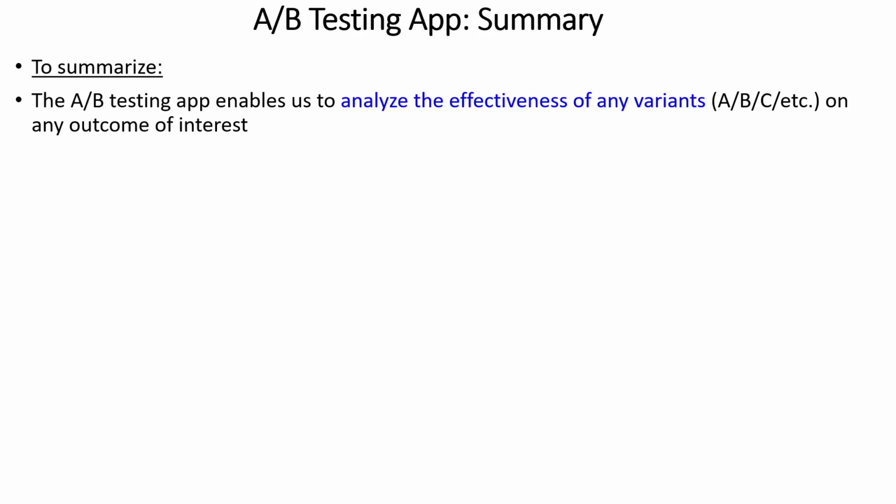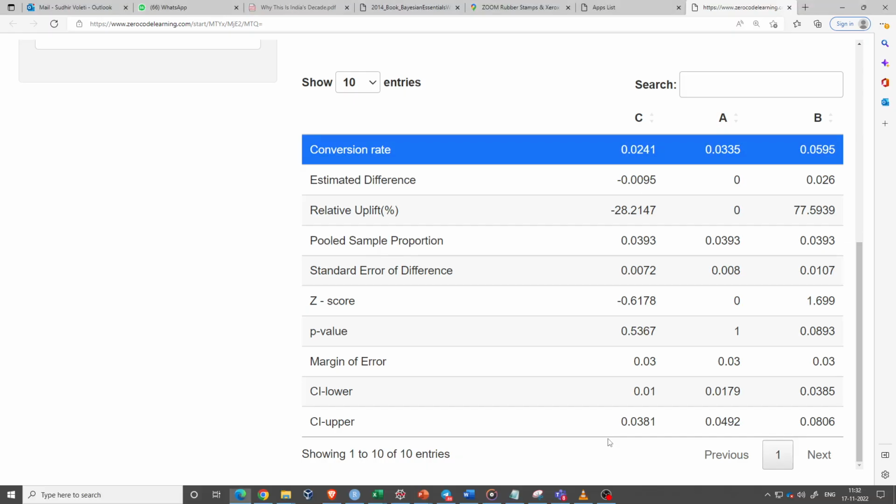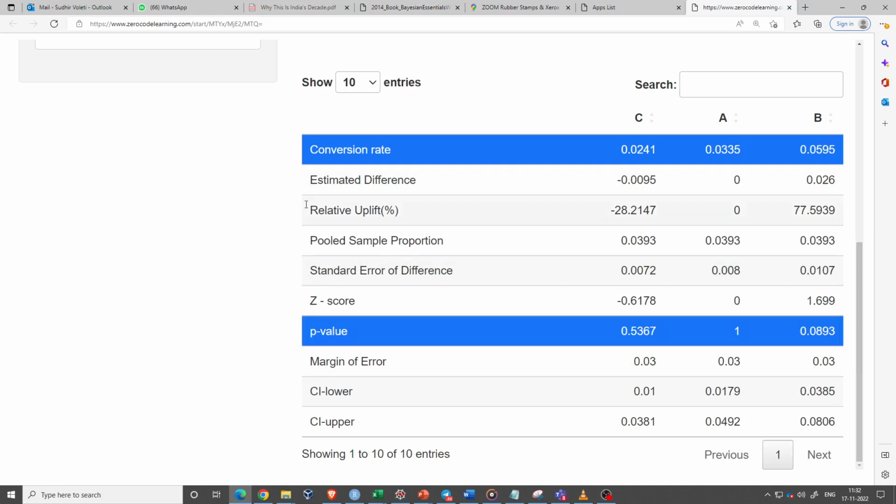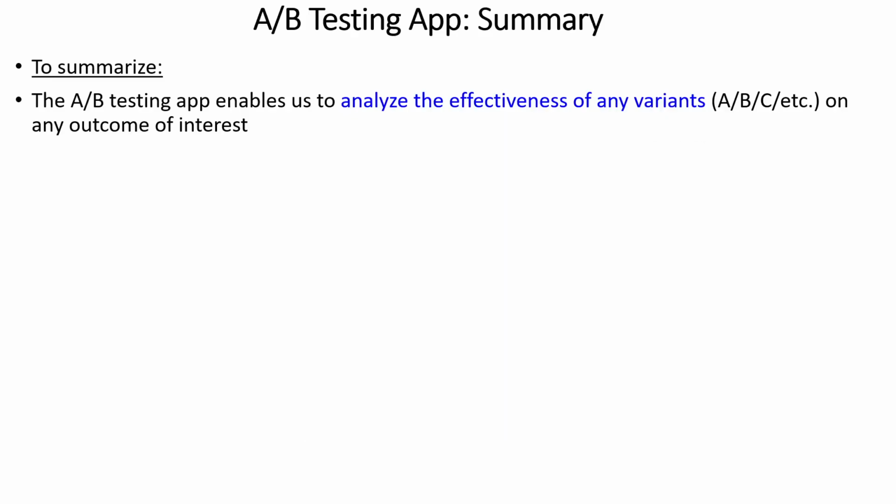Okay, so let me quickly summarize. It's a very simple app, but rather powerful. If you're using anything in an A/B testing scenario, you can upload it here and decide which of them has done better. The A/B testing app enables us to analyze the effectiveness of any variants on any outcome of interest. In this case, between A, B, and C, which is the best variant? It looks like it is B. It has a positive difference in conversion rate against the baseline, and it's significant also. So in both ways, it has done better.